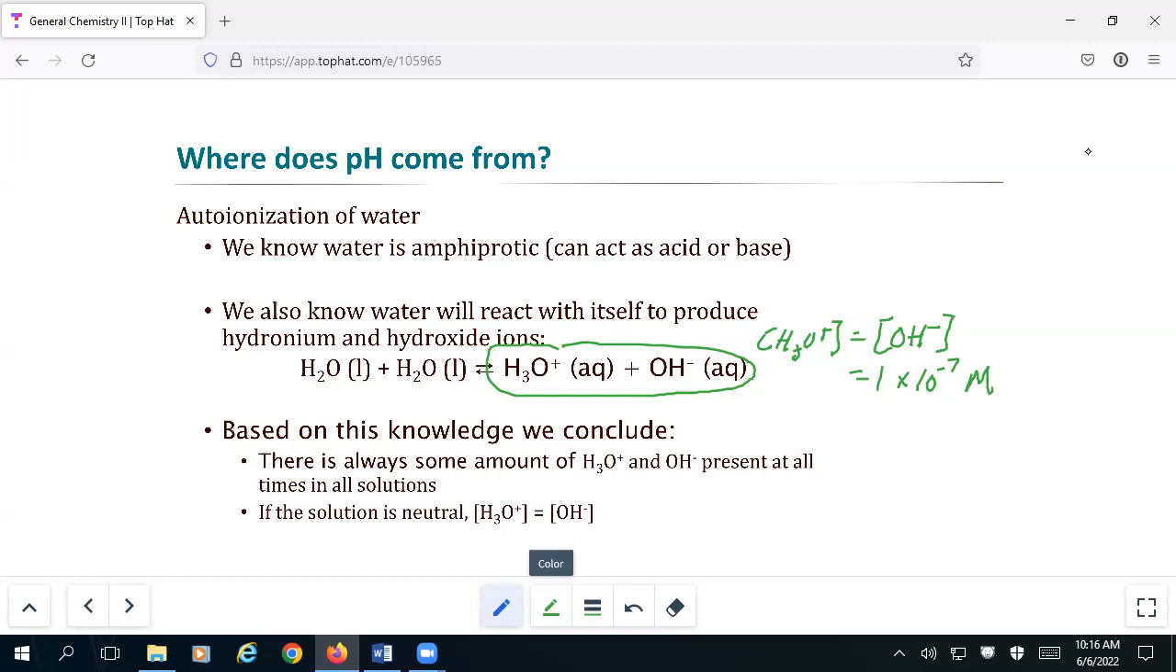Now, what this also tells us is that because water is capable of autoionizing, we will always have small amounts of hydronium and hydroxide in our water at all times. If the two are equal, then we know that it is a neutral solution. Otherwise, we start looking at how this equilibrium tips in one direction or the other.